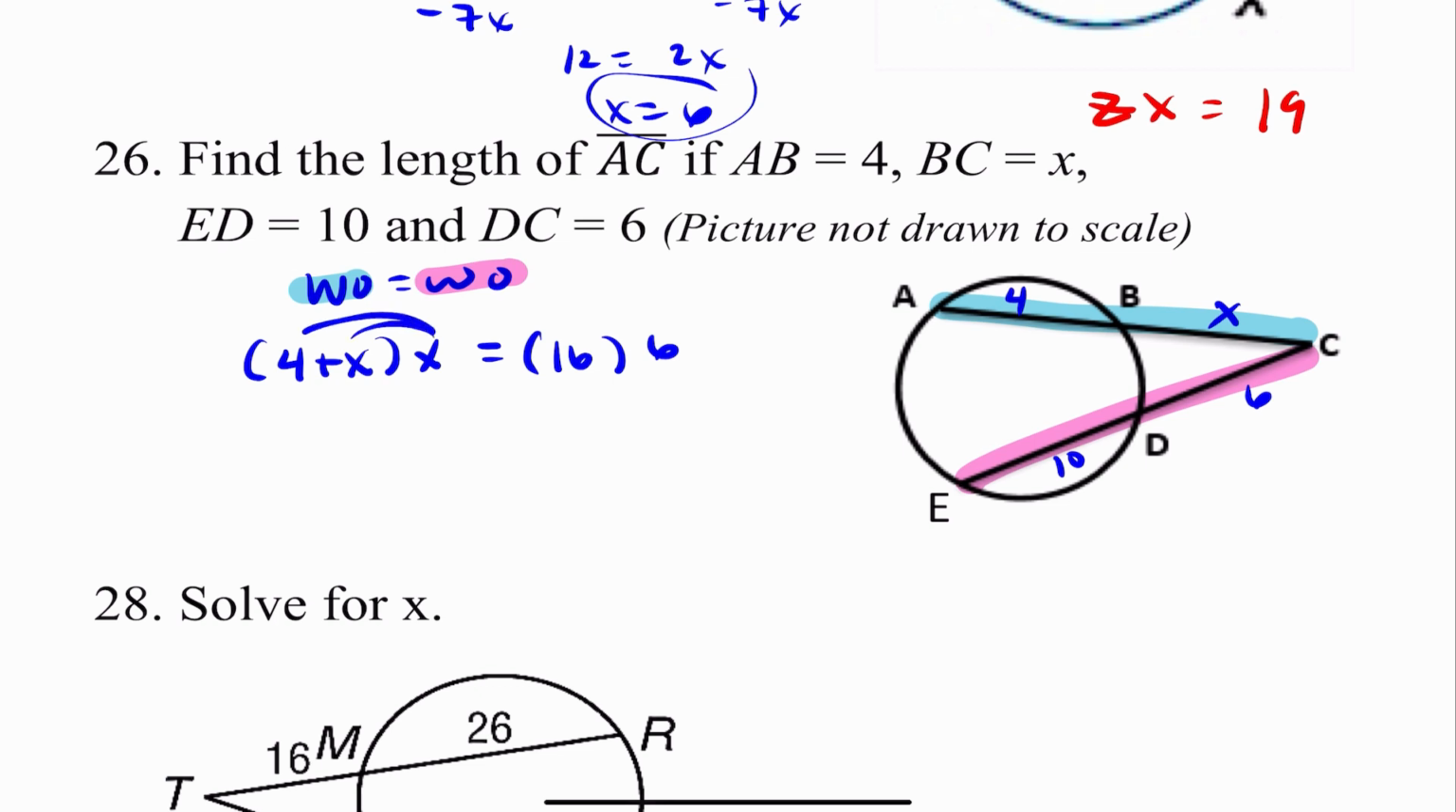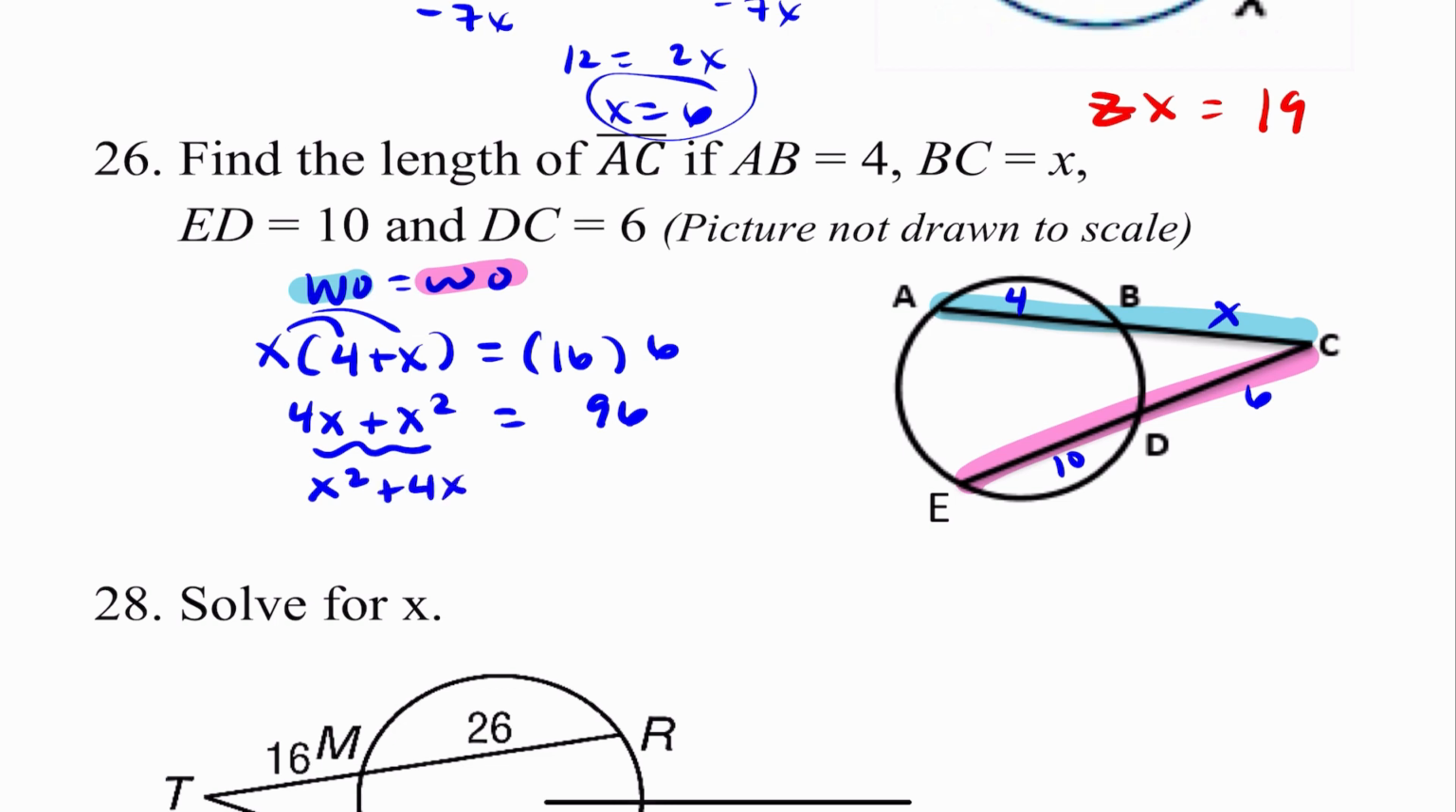Let's apply the distributive property. In fact, I'm going to put the x over here instead. So I have 4x plus x squared, which is equal to 16 times 6. That's 96. And I'm going to rewrite this as x squared plus 4x, which is equal to 96.